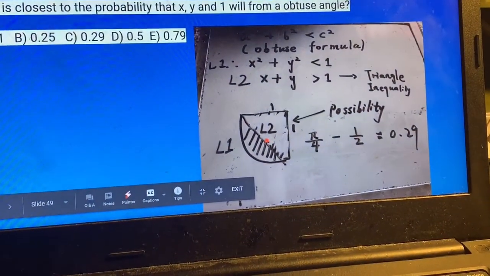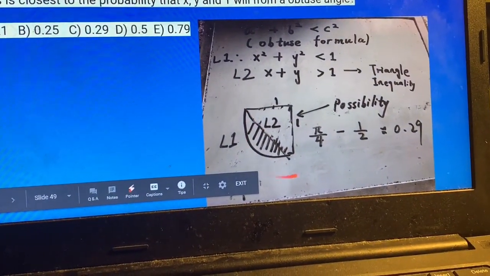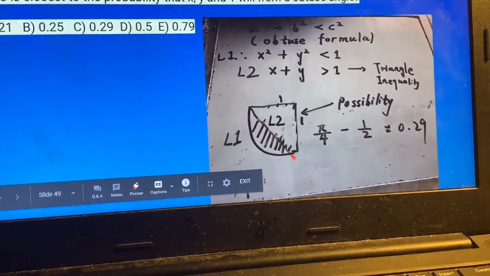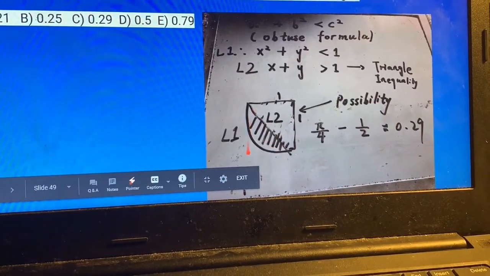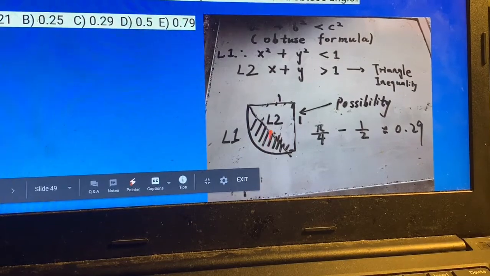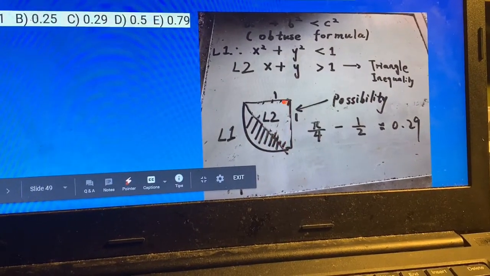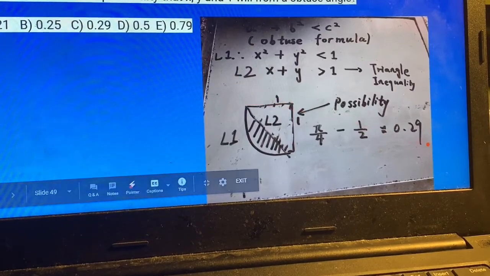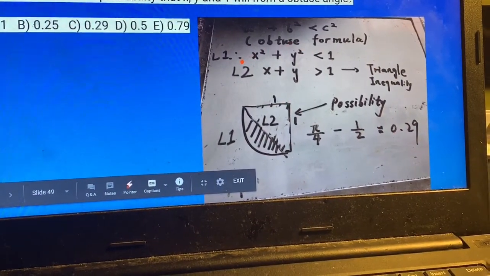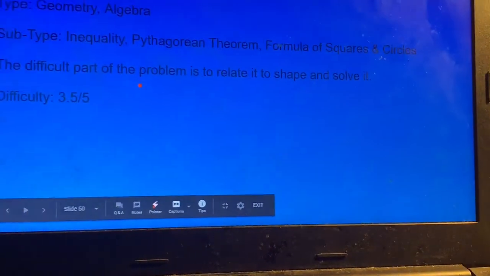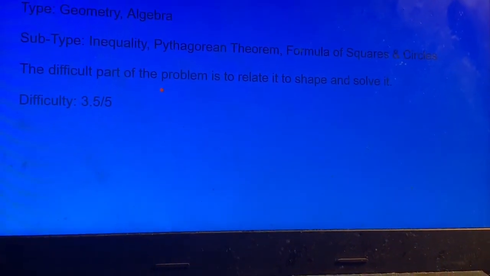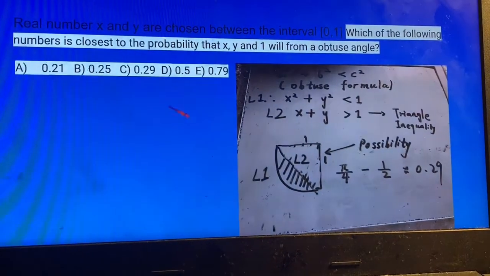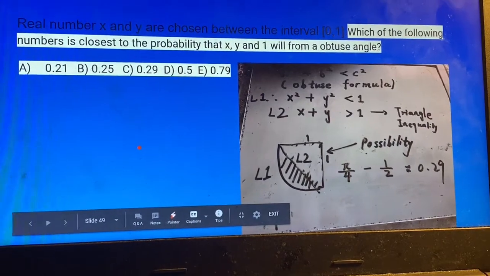Due to the triangle inequality, two sides must be larger than the third side. So we are able to draw a line for this one and a line for that one. And the area that is applicable is the shaded area. So we know the area for this is pi divided by 4, and this is 1 divided by 2. Therefore, it's approximately 0.29. The hardest part of this problem is to relate a shape and solve it.